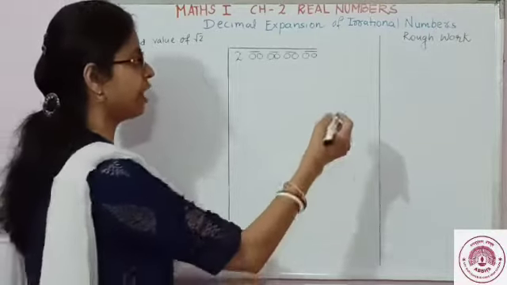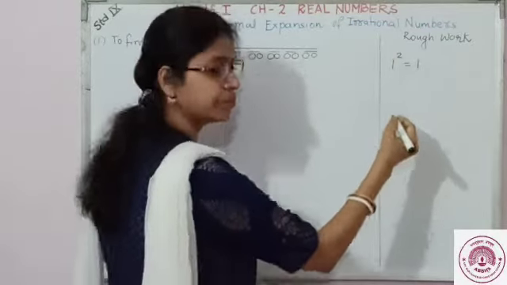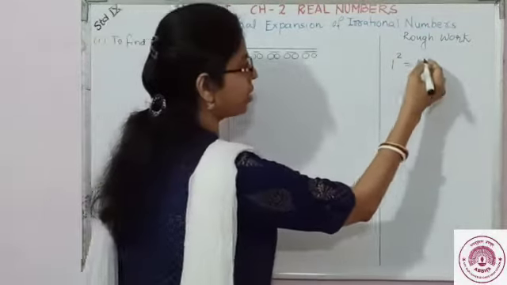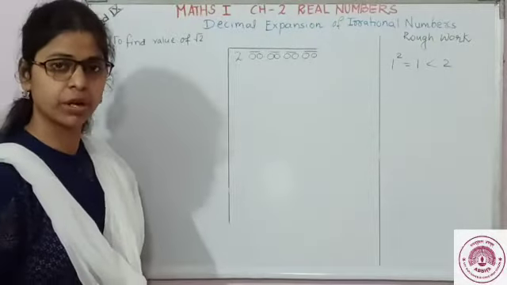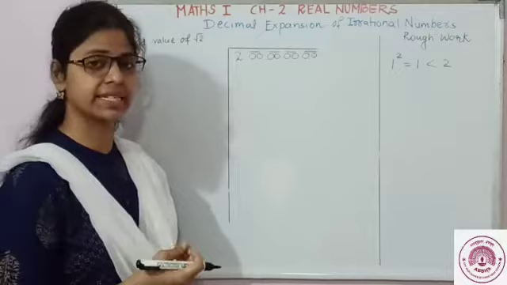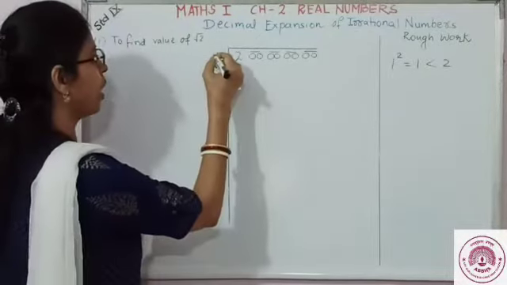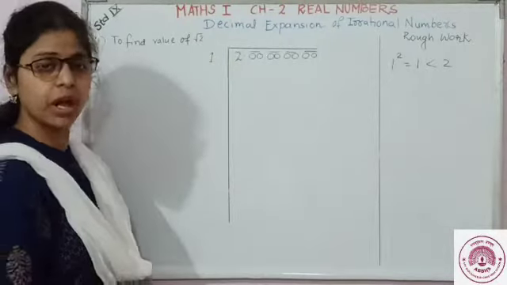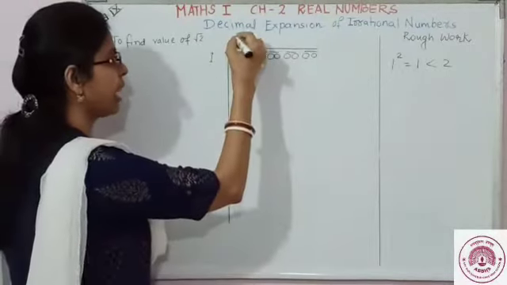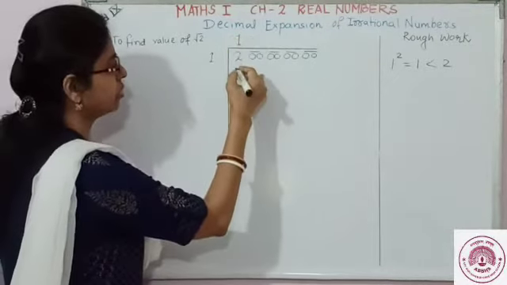So here we know that 1 square is equal to 1, okay, and that is less than 2. So what is that number whose square is less than 2? So that value is 1. So write that 1 here. Okay. Now 1 multiply by 1. What is 1 multiply by 1?